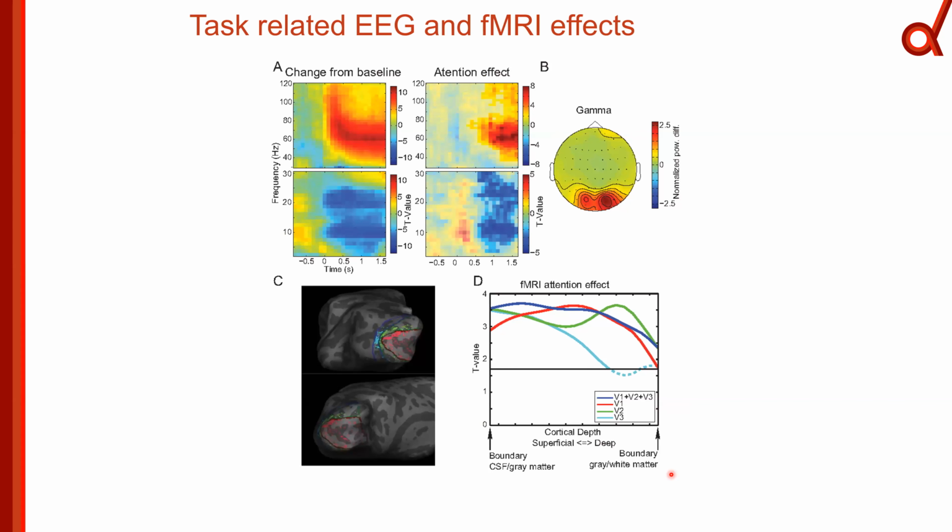And just to get the basic results out, we've got the change from baseline in the gamma, alpha, and beta. We've got the attention effect, which is weaker because it's an attention effect and it's also a smaller number of trials. And if you look at the depth dependency of the fMRI attention effect, averaging over all visual regions, or V1, V2, and V3, it's clearly there, broadly present.